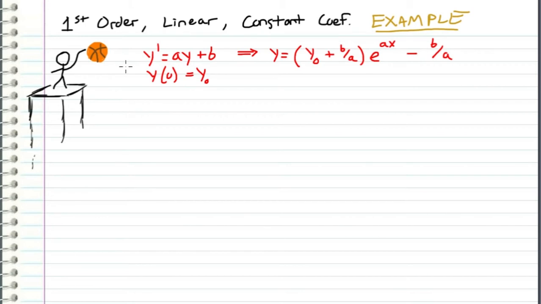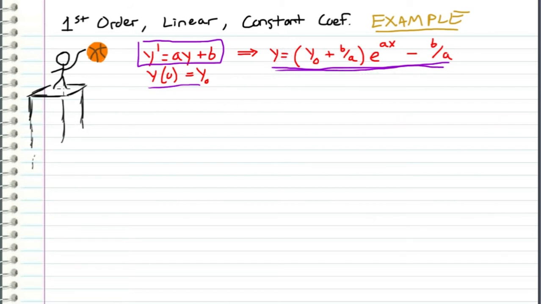So we considered a differential equation of the form y prime is equal to ay plus b. And we showed that the solution to this differential equation, given the initial condition y of 0 is equal to y naught, is this. So if we can get a differential equation in this form right here, then we can just plug in the corresponding values a, b, and y naught into our solution right here. And then that would give us the expression for our function that we are solving for.